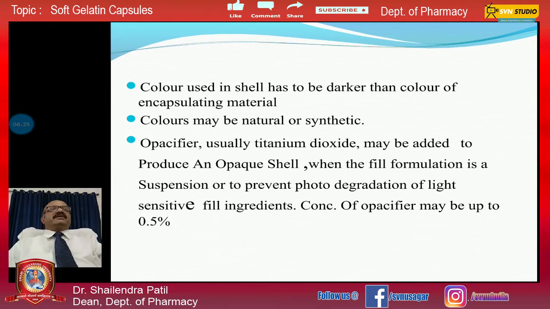When the filling formulation is a suspension, or to prevent photo degradation of light sensitive drugs that are there, in that condition the concentration of the opacifier may be up to 0.5%.